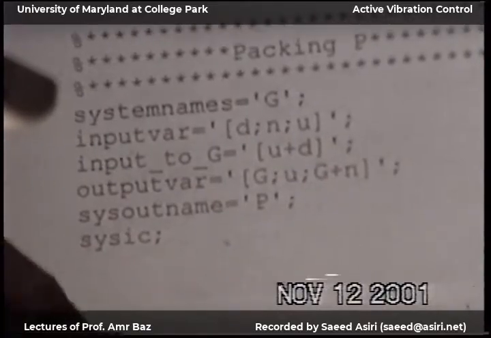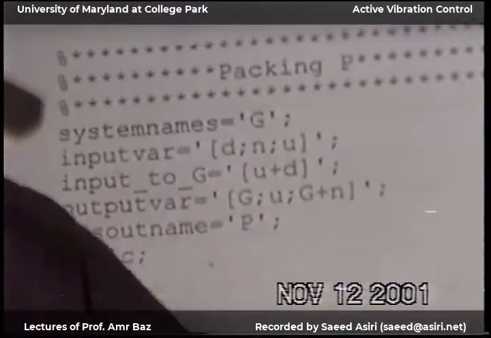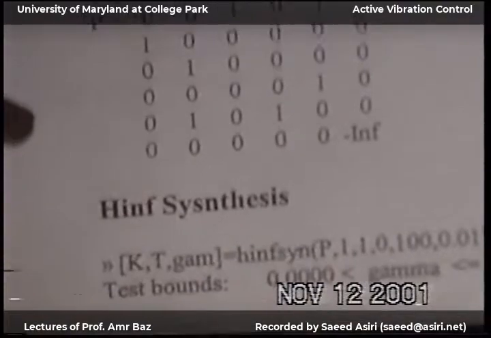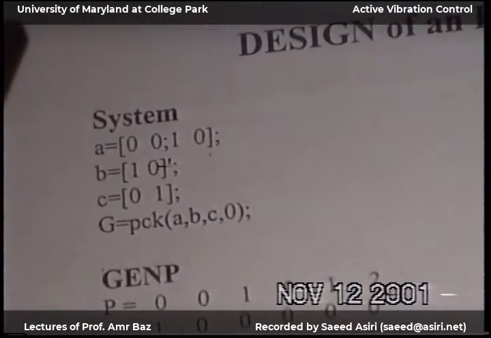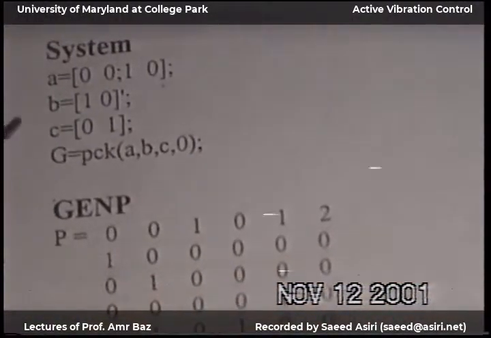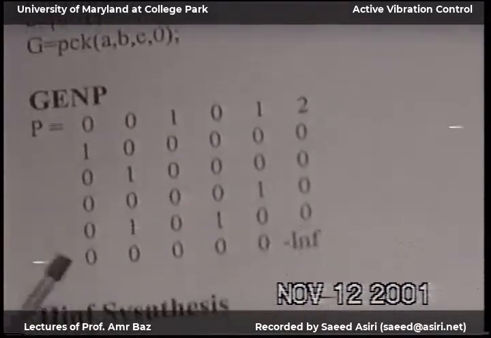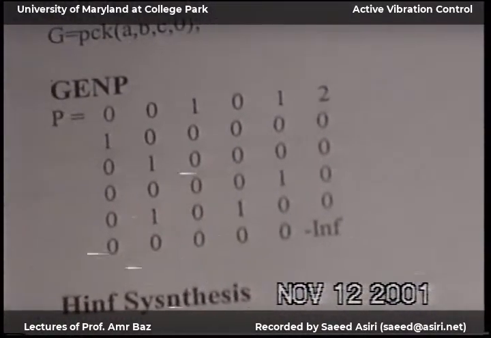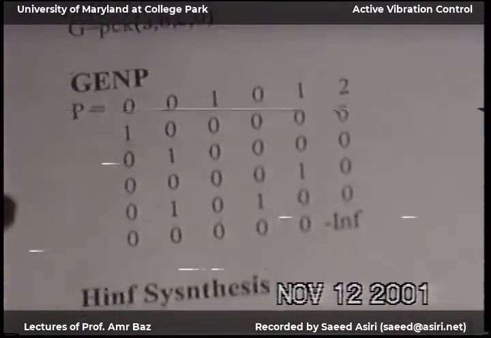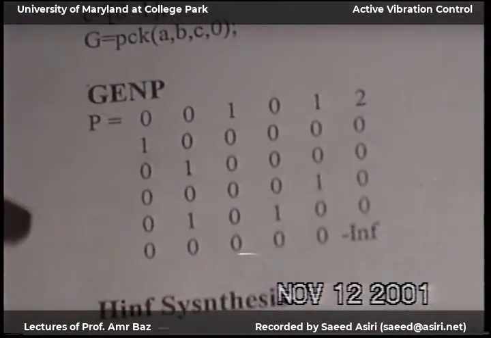Then I go to the second page. These are what I have on the right-hand side: the A, B, C, and the G pack. I call generate P. That's what you will get. Forget the last row and the last column. These are not included in the P description. But this is the MATLAB description of the P.